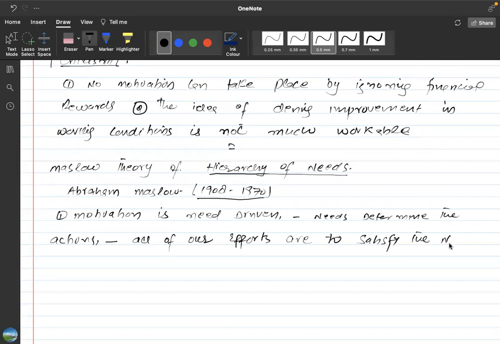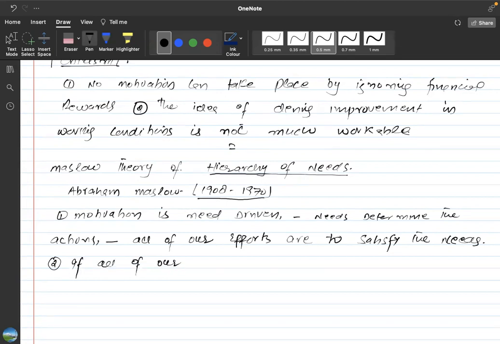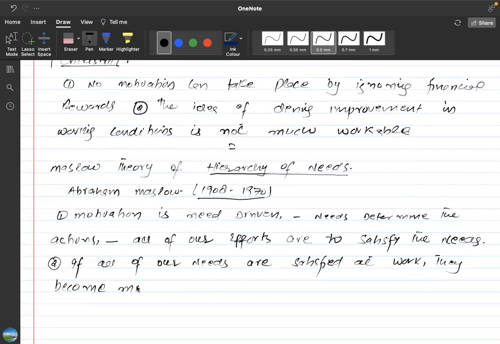And the second important perspective is that if all of the needs of employees are satisfied at work, they feel more motivated and they become more productive.